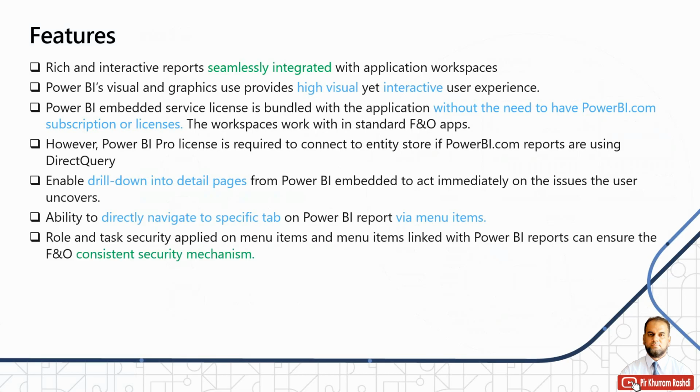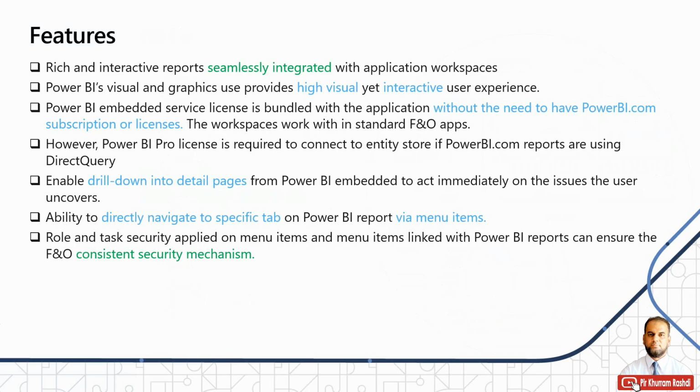Role and task security is the key feature in F&O to keep your data secure and to allow any authorized user to access their relevant parts. The same security framework will be used on a menu item, because these are Power BI embedded reports. Those embedded reports will use the existing role and task security, and that will make it a consistent security mechanism within D365.